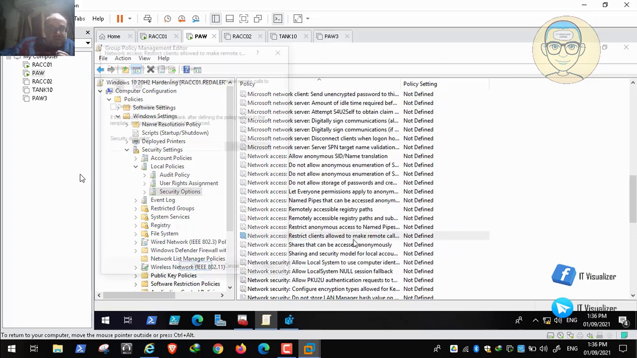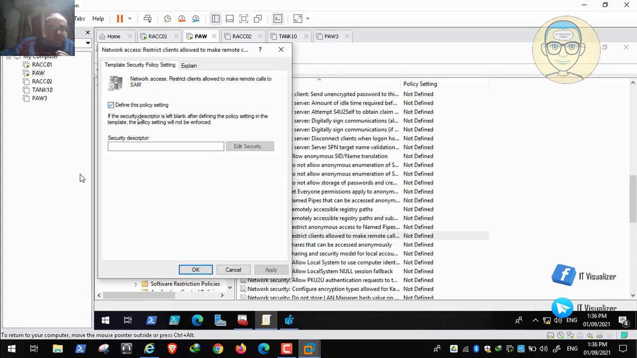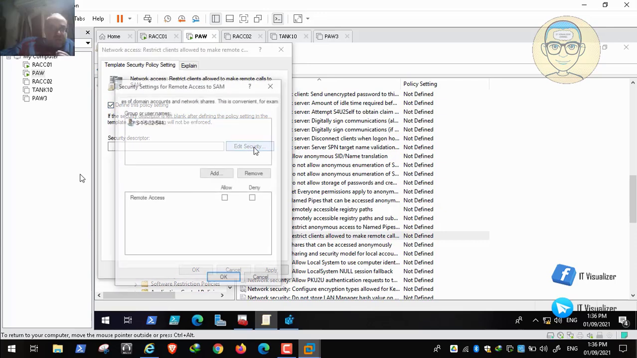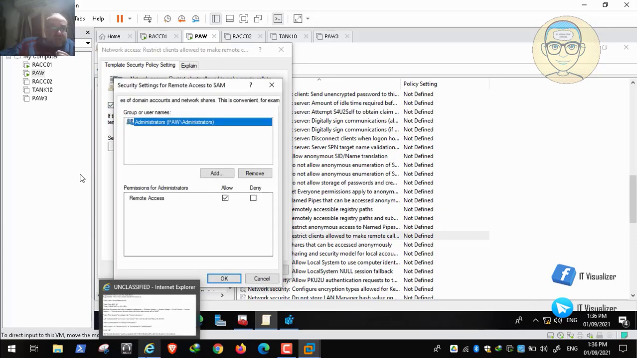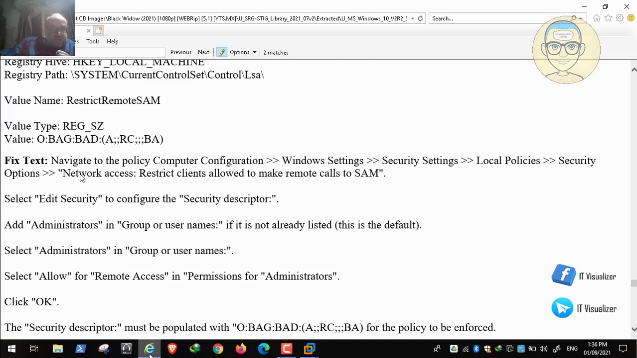Okay, this is it. You need to tell him to define the policy and then edit security. Here we can see this is administrators, the local administrators of the machine, selected by default. And by the way, your domain admin account is added to the local administrators group, so he will also have access to the SAM database. Anyway, we will do this and it will be populated.